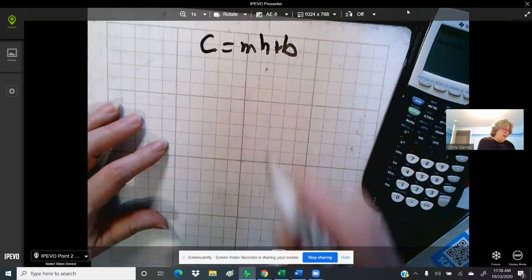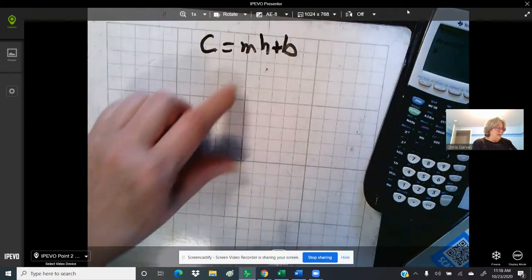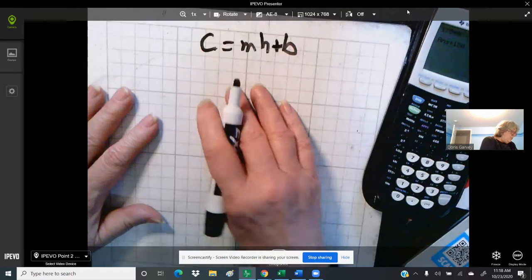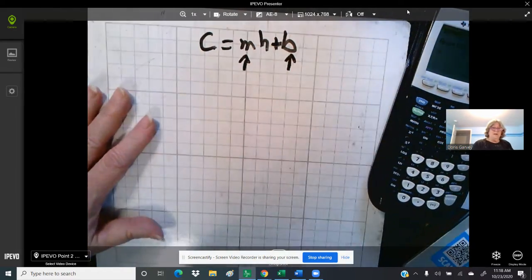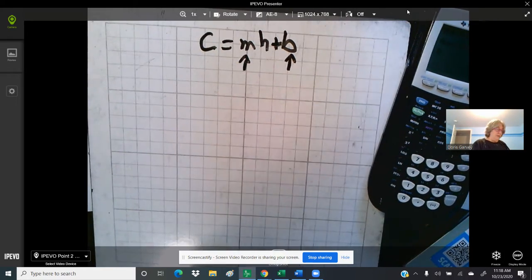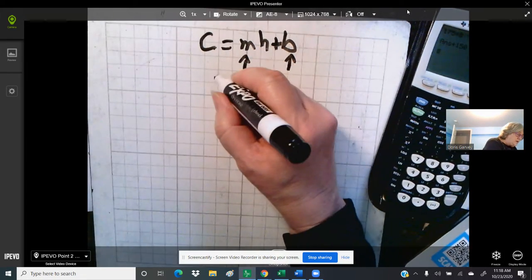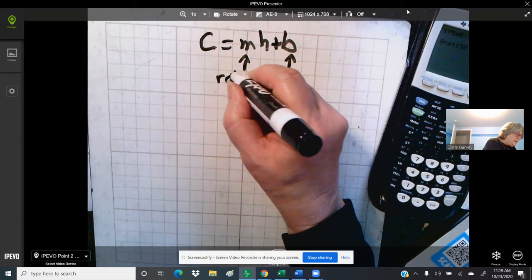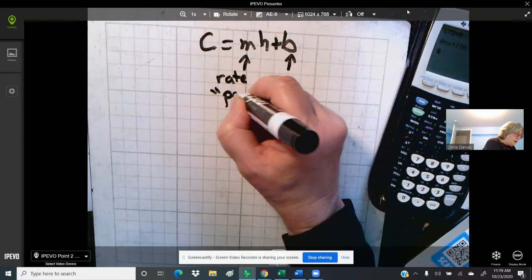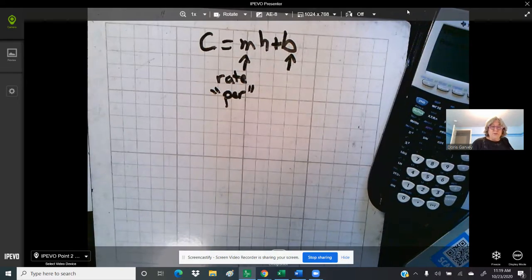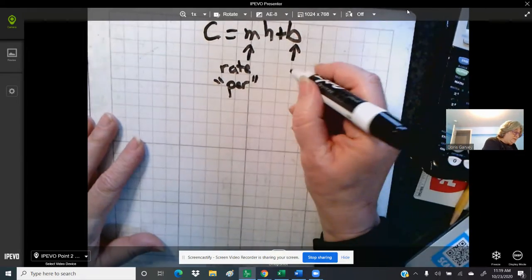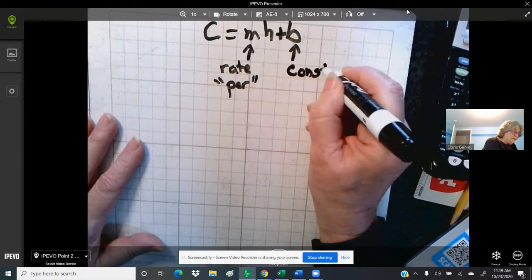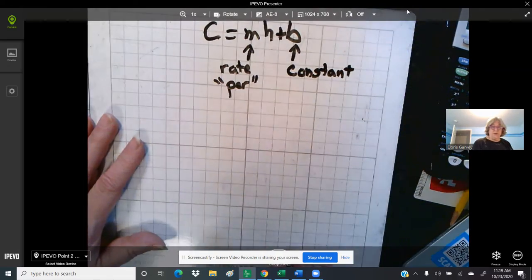But really, quite frankly, I don't care what variable you use. It doesn't matter. When you're reading a word problem, you have to figure out which is your slope and which is your y-intercept, because those are the two things you need to fill in. So the slope is always going to be some sort of a rate. I always look for the word per, like miles per hour, cost per day, sales per unit, something like that. And this b value is always going to be a constant. It's just some number that doesn't ever change.